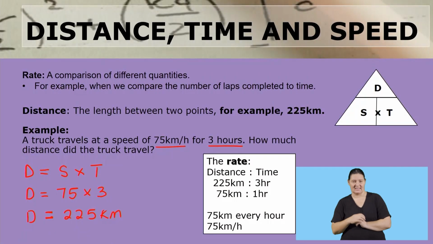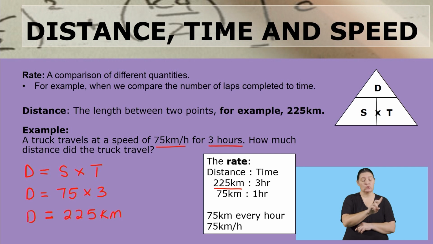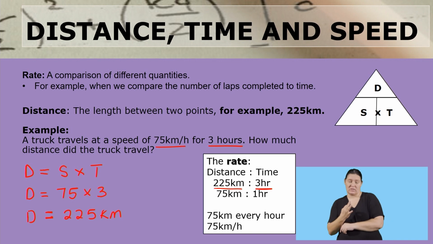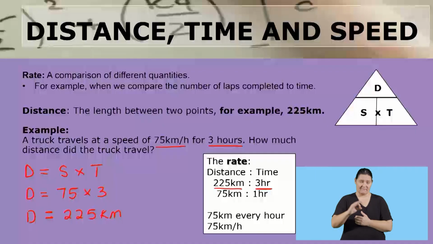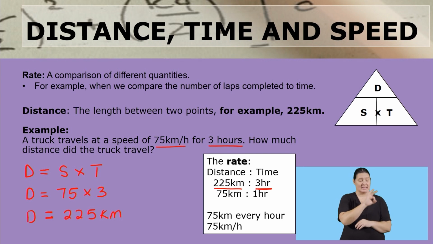So let's look at the rate for this scenario. We are comparing distance with time, and we've just calculated the 225 kilometers for 3 hours. So that means that the rate here is 225 is to 3 hours. But remember, when we are representing our rate, it has to be in simplest form. So we are going to use our highest common factor so that we can get it in simplest form. And our highest common factor between these two numbers is 3. So when we divide by 3, we are going to have 75 is to 1 hour.